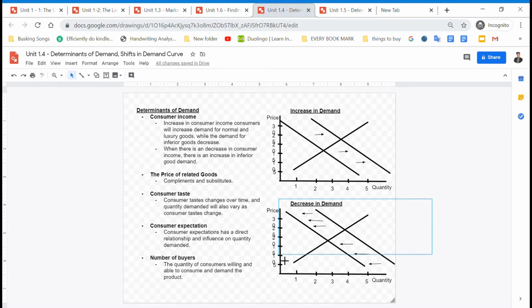Now, the decrease in demand is exactly the same, except for the direction. Instead of moving from the left to the right, as in the case of the increase in demand, in the decrease of demand the demand curve shifts from the right to the left. So these are really important for you to be able to illustrate in graphic form the determinants of demand and a shift in the demand curve.